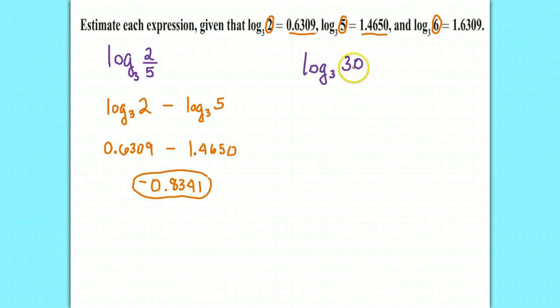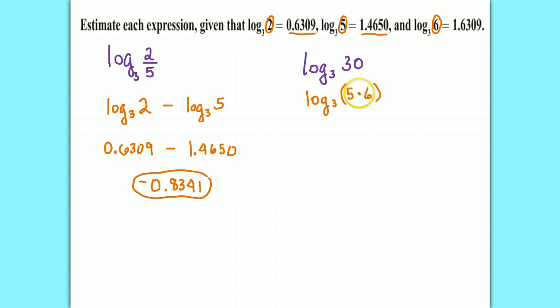Okay, log base 3 of 30. This one's a little bit harder because we don't see the 2 and the 5 right away like we did on the first example. But just think about 30 in terms of 2 or 5 or 6. There's at least a couple ways you could write this out. But probably the shortest version would be to think of 30 as 5 times 6. So we could write 30 as 5 times 6.